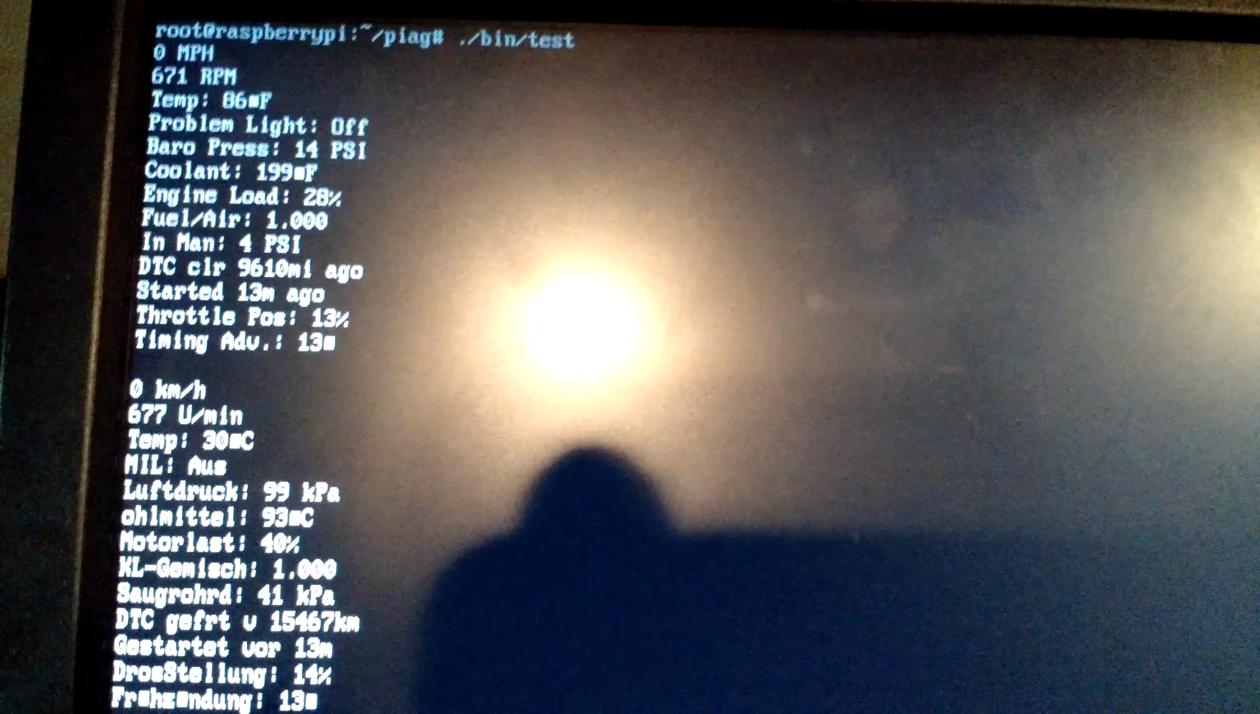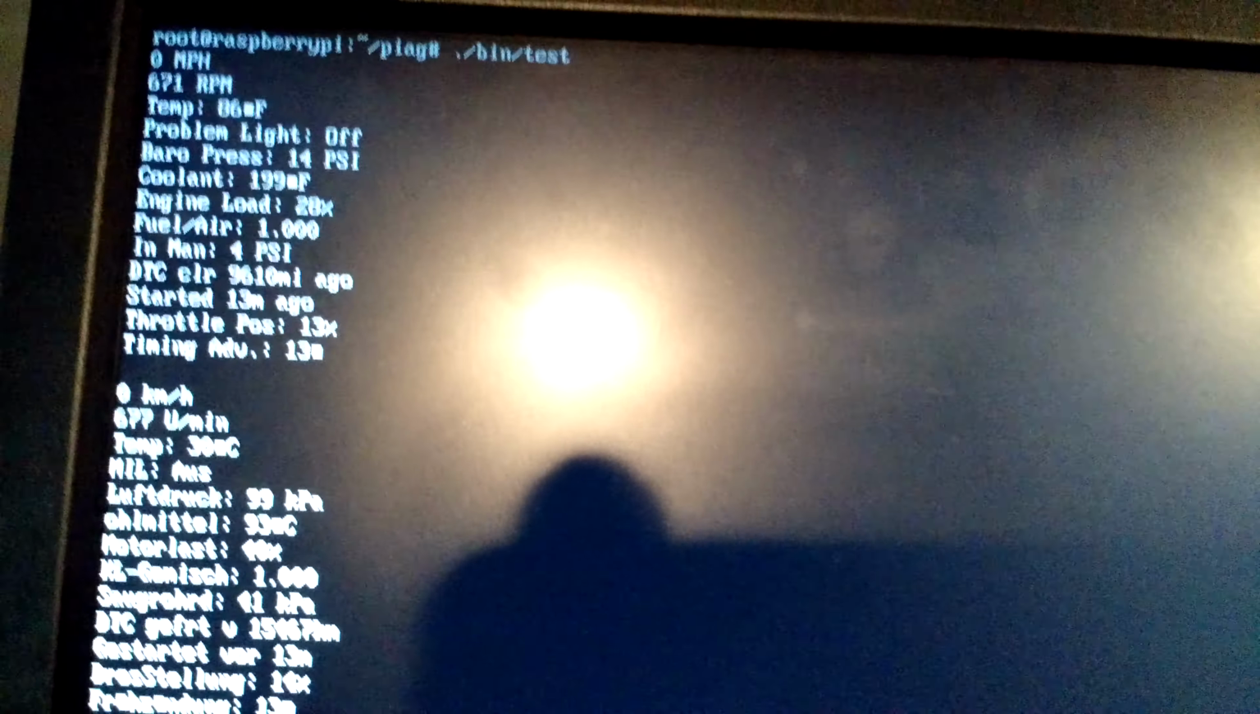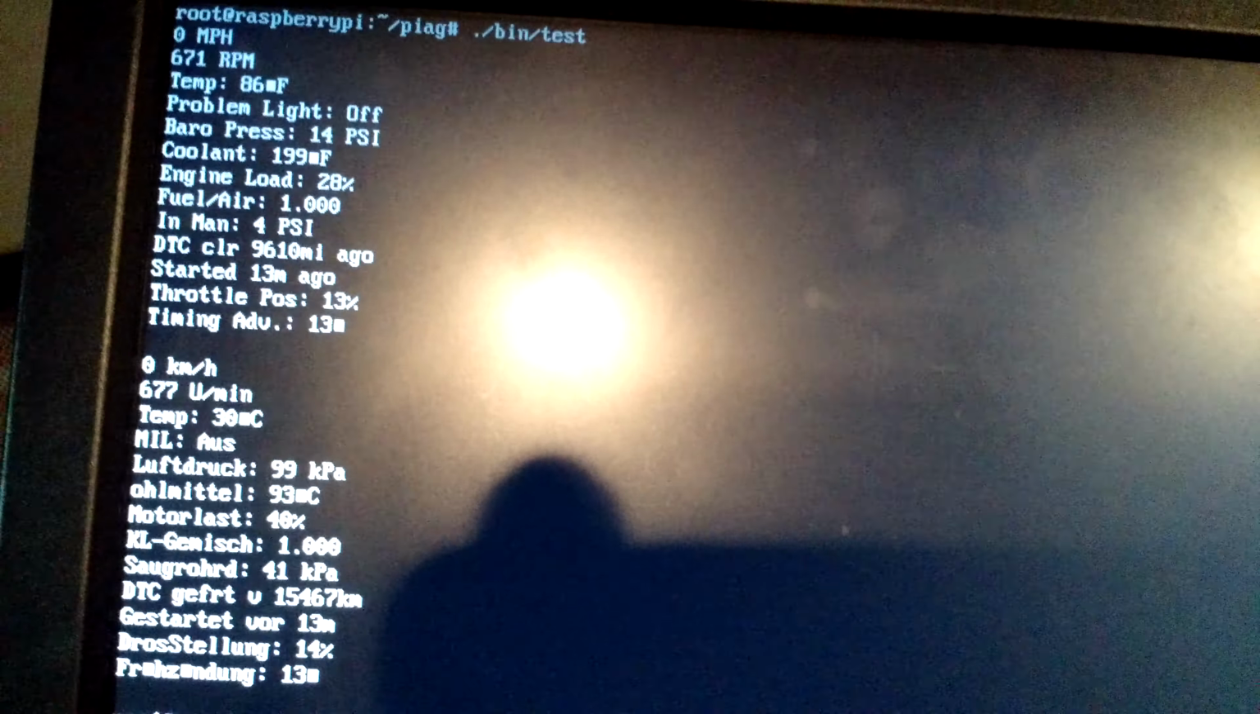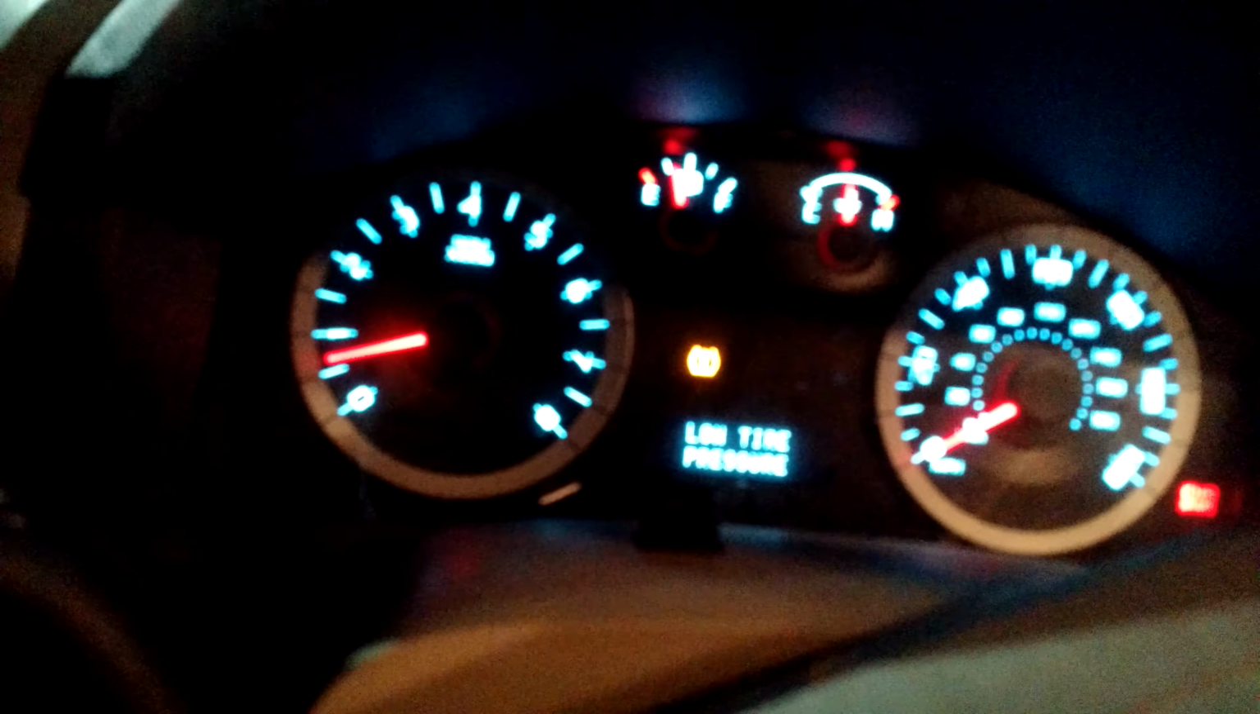the top bit is English. 0 miles per hour. That kind of makes sense because I'm sitting still. 671 RPM. That looks about right based on the dash. It's hard to get in focus, I'm sorry. But yeah, looks about right according to the tachometer I have.